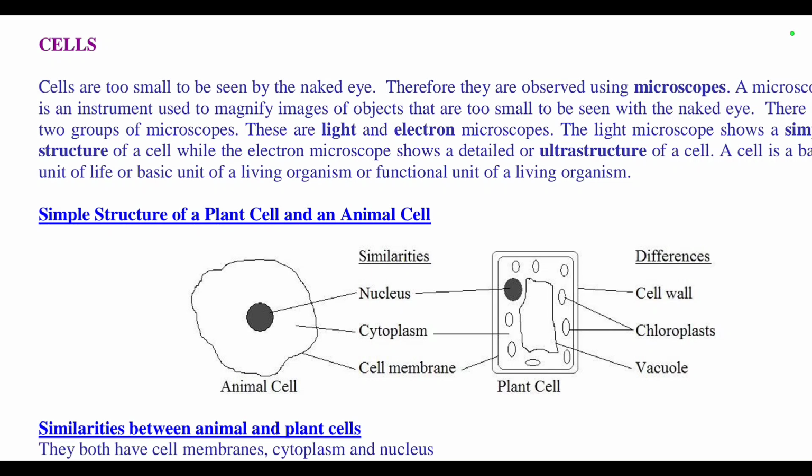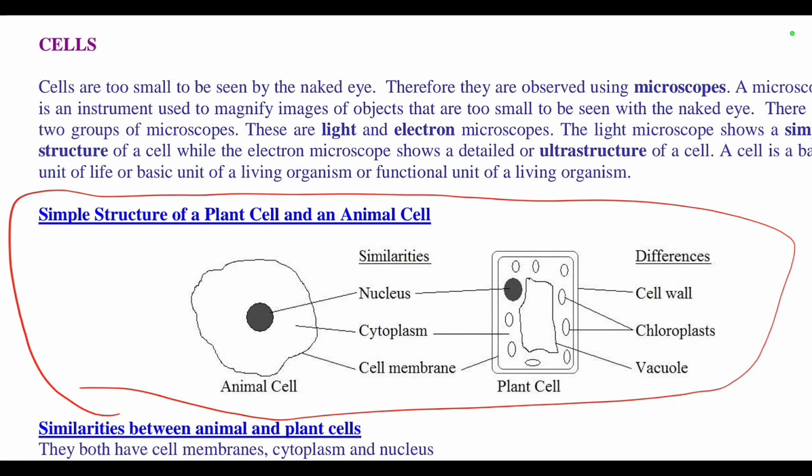Now, there are two groups of microscopes. We have light and electron microscopes. The light microscope shows a simple structure of a cell, while an electron microscope shows a detailed or ultra structure of a cell.